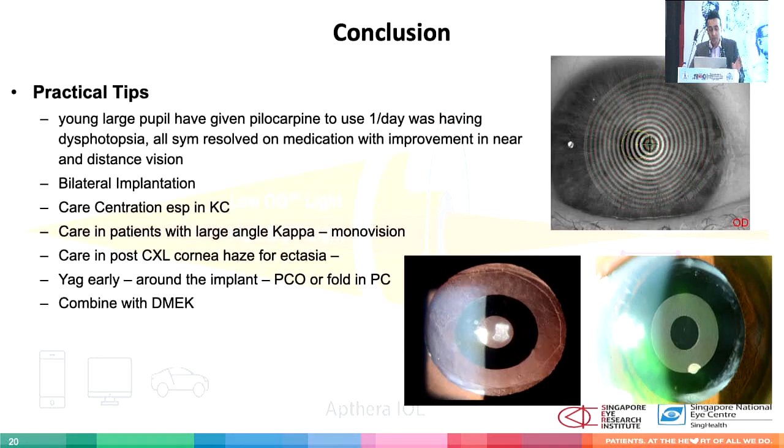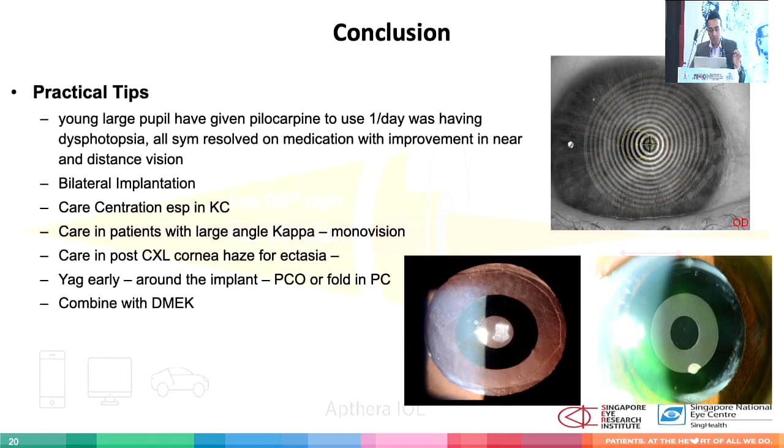I don't do bilateral implantation. Bobby does have a paper on this because of a reduction in the contrast. You need to be careful with your centration, especially if you're doing it at high levels of keratoconus, and in patients with larger angle kappas. And if the patients have had ectasia previously and they're cross-linked and they develop haze, you need to be careful, because if the lens centers where the haze is, it will definitely affect the visual acuity.